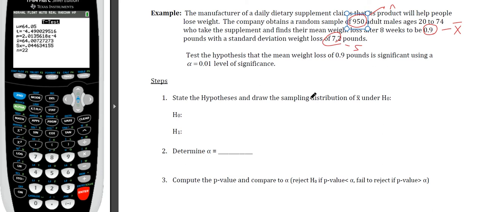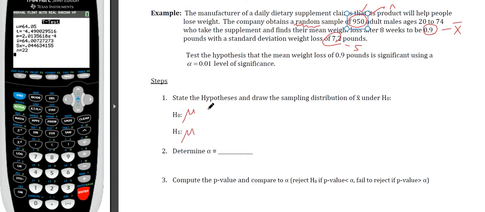All right. First, though, our conditions. It says random, so we're good on that. It has a random sample. N is 950, which is far more than 30, so we're good there. And even though it is rather large, 950 adult males aged 20 to 74, that's likely less than 5% of adult males aged 20 to 74. So all three conditions are met. We have a normal distribution, or something approximately normal.